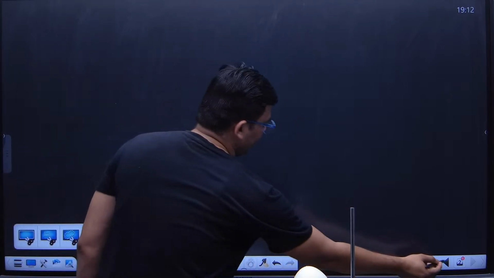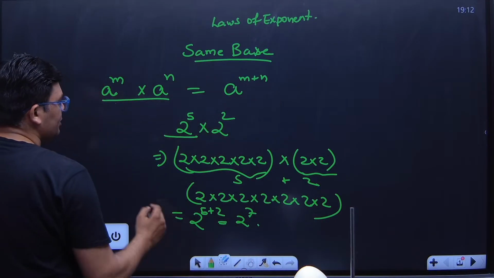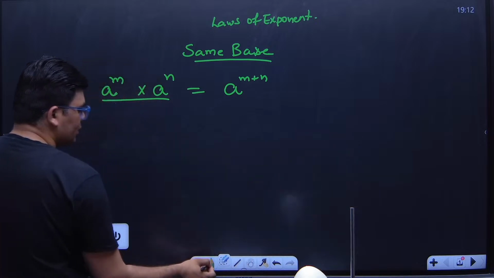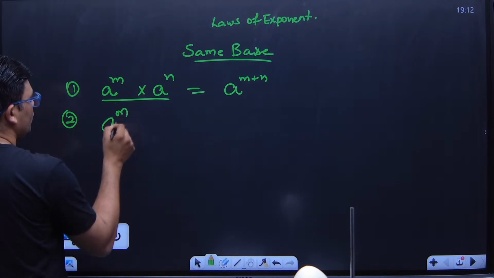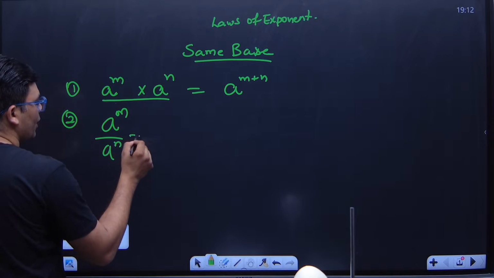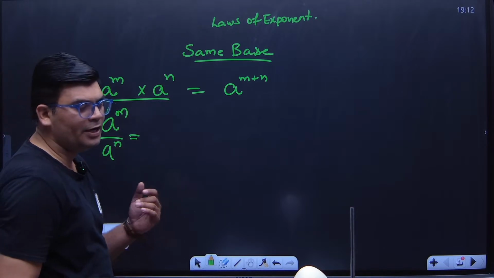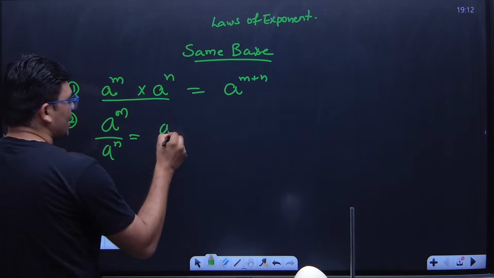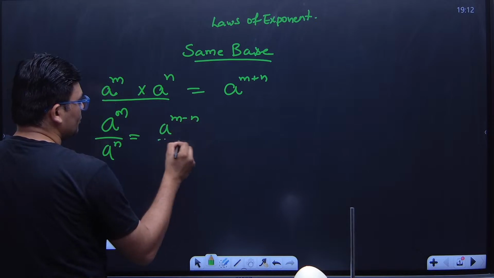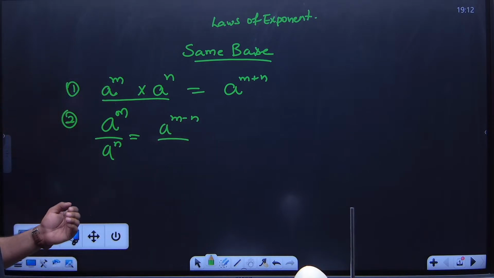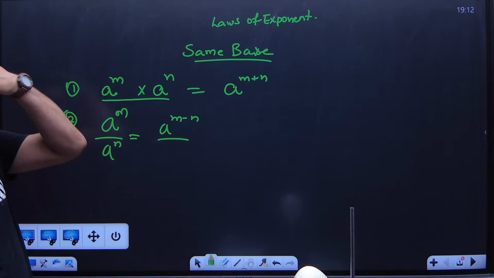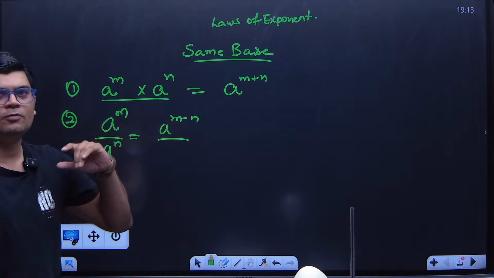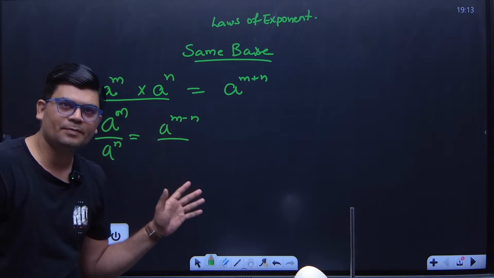Now coming to the second law. The second law says that if you have the same base and you are dividing two different exponents, the exponents are being subtracted. The exponents are being subtracted in division. That's what they are saying. So it is very easy. You just need to subtract the denominator from the numerator. The power is being subtracted.